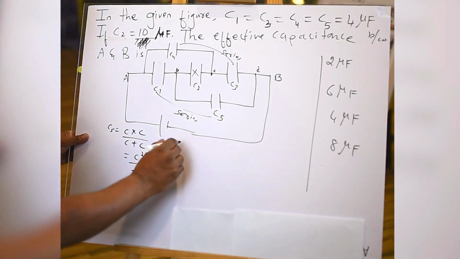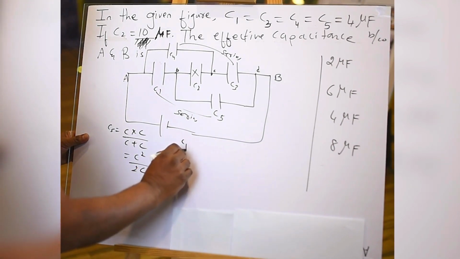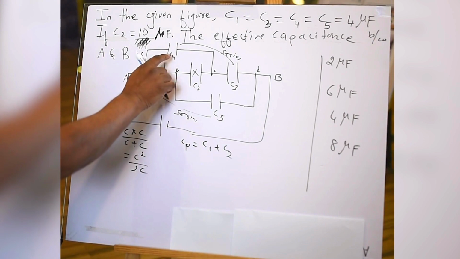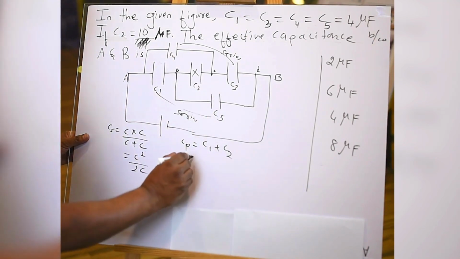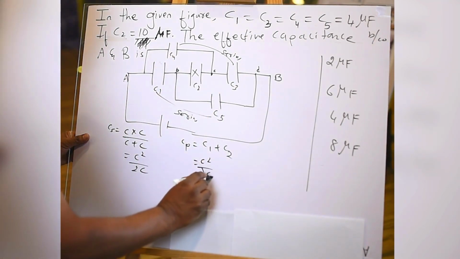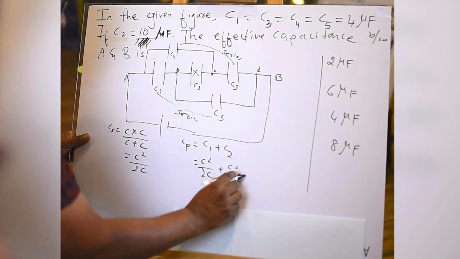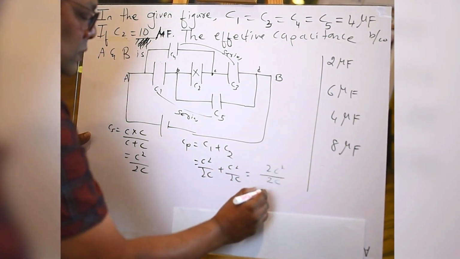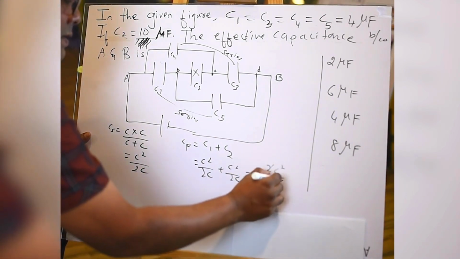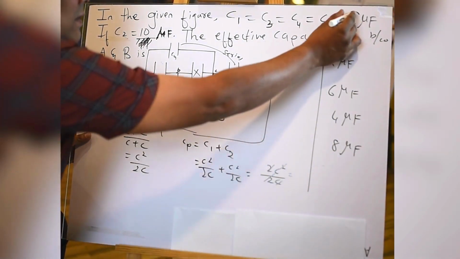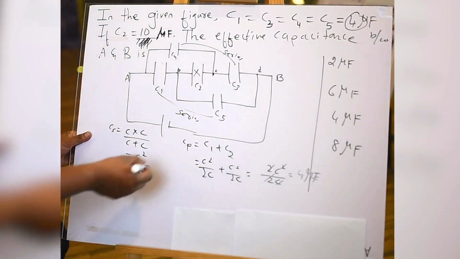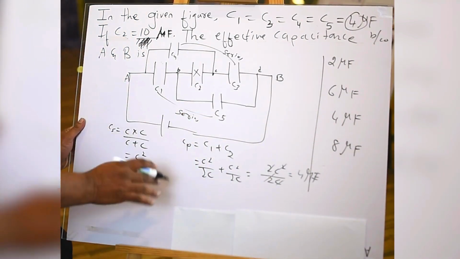And now both are in parallel, so in parallel you know that you have to add these two. So the capacitance across C4 and C3 is C square by 2C plus C square by 2C. So 2C is the LCM, giving 2C square over 2C, so the 2C gets cancelled. The answer is the same thing, 4 microfarad. You do not have to work out the entire thing when doing this problem.